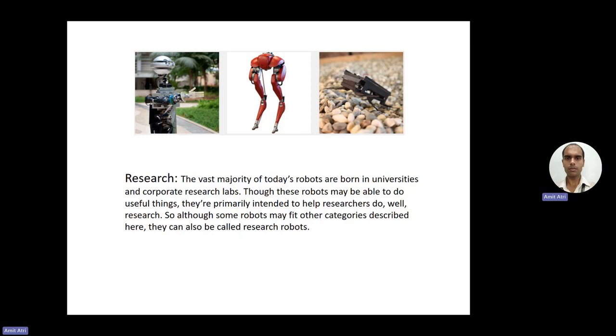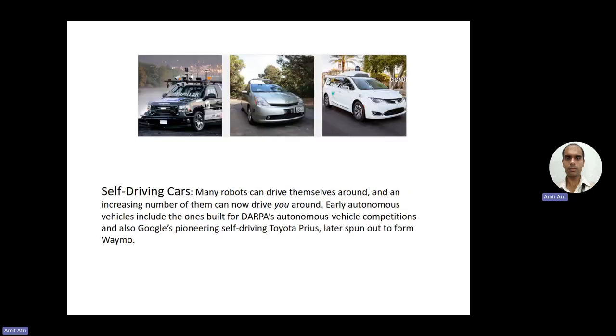Next is the self-driving car. Self-driving cars are intelligent and autonomous, so they don't need human intervention or human controlling. They can find their own way in case any obstruction comes in their path. One common example is the Toyota Prius, which later spun out to form Waymo.